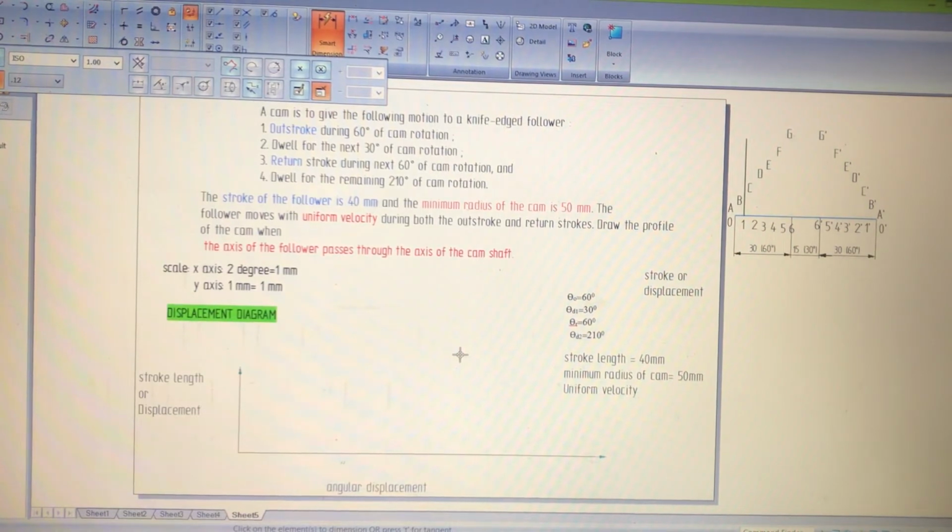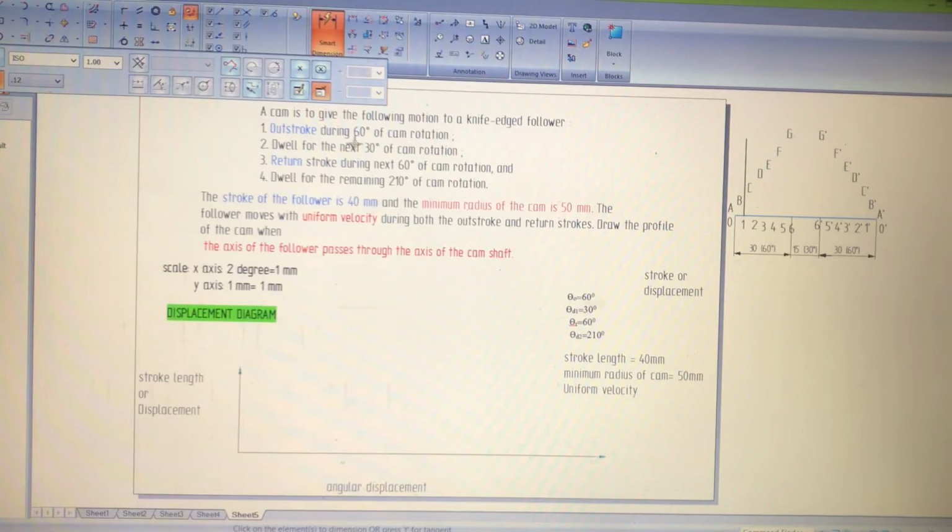In the previous session, we discussed the theoretical part of CAMs. Today, we'll solve a simple problem on CAM. The problem statement is like this. A CAM is to give the following motion to a knife-edged follower.